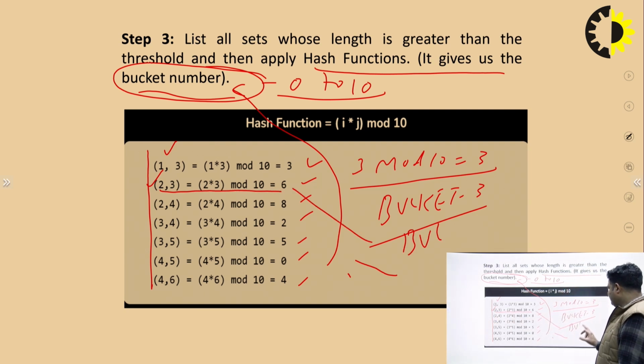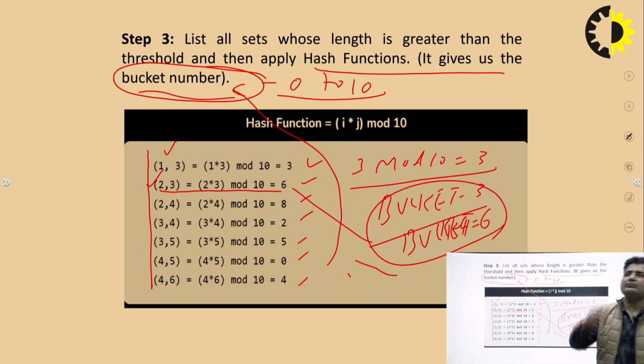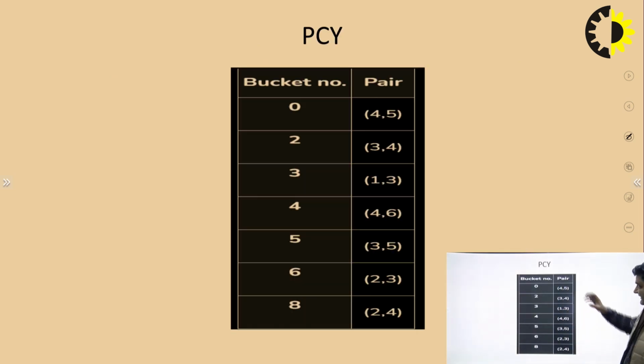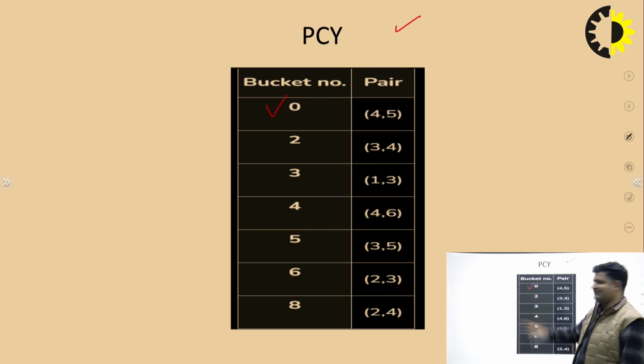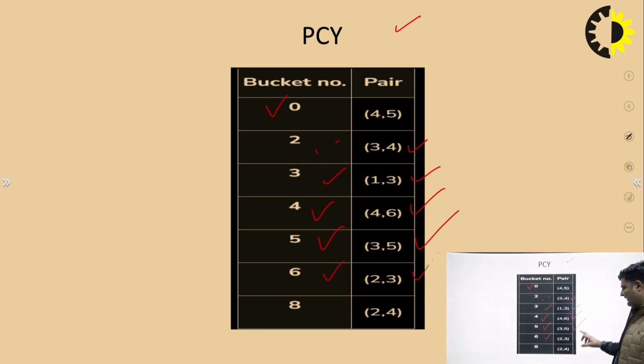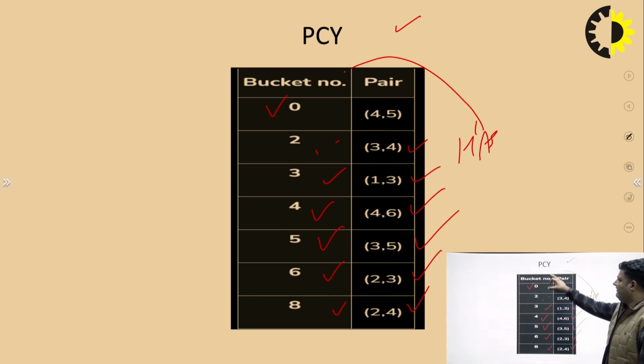So what happens here? With the help of this, we find out where we have to put this value. Now this is the final answer for this. This pair 4 5 is put in this bucket number, then this pair is found here, and 1 3 here, and in bucket number 4 we have this pair. Then we have the pair of 3 and 5, the pair of 2 and 3, and the pair of 2 and 4. So with the help of this hash function, we find out the bucket number.